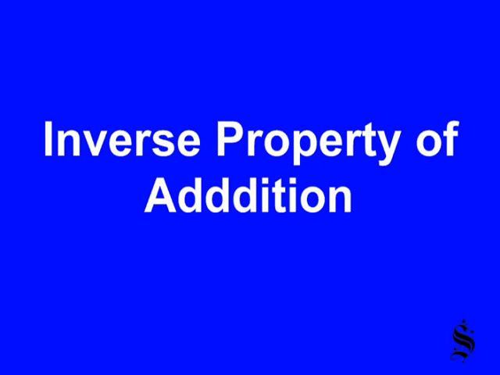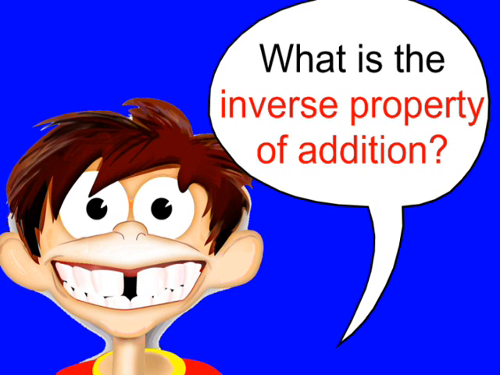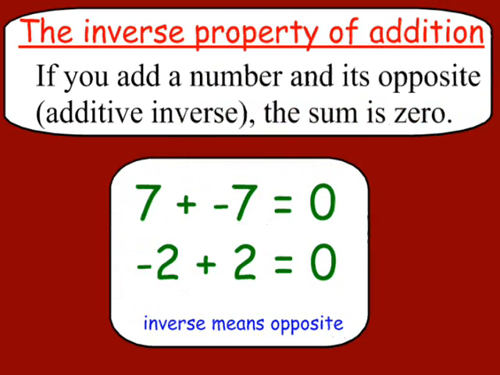Inverse property of addition. Well, what is the inverse property of addition? Well, the property states if you add a number and its opposite, the sum is 0. And its opposite, when you're talking about addition, is also known as its additive inverse. So if you take a number and you add its opposite, its additive inverse, the result will always be 0.